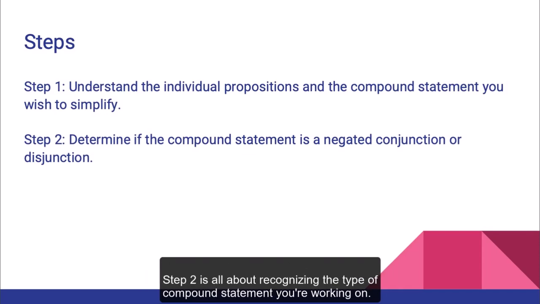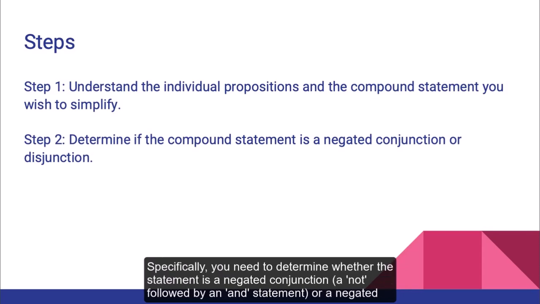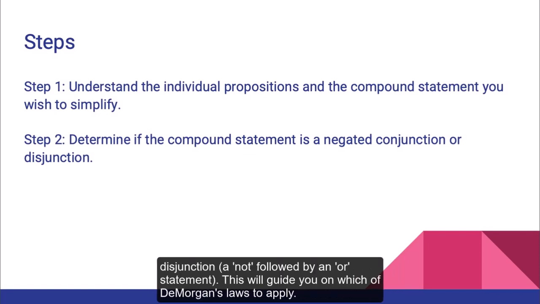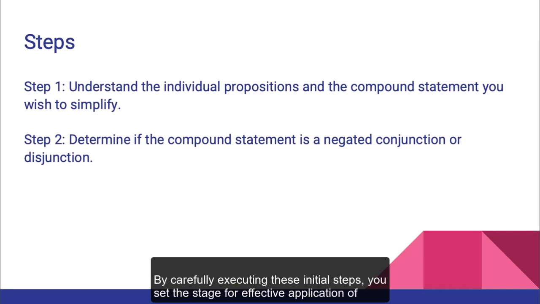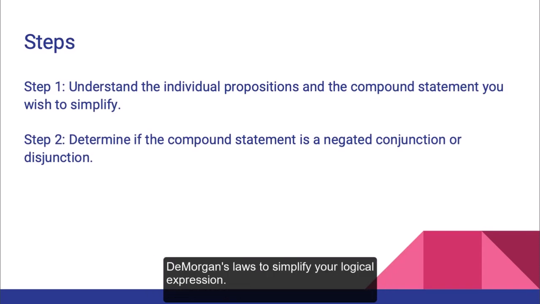Step 2 is all about recognizing the type of compound statement you're working on. Specifically, you need to determine whether the statement is a negated conjunction, a not followed by an and statement, or a negated disjunction, a not followed by an or statement. This will guide you on which of De Morgan's laws to apply. By carefully executing these initial steps, you set the stage for effective application of De Morgan's laws to simplify your logical expression.